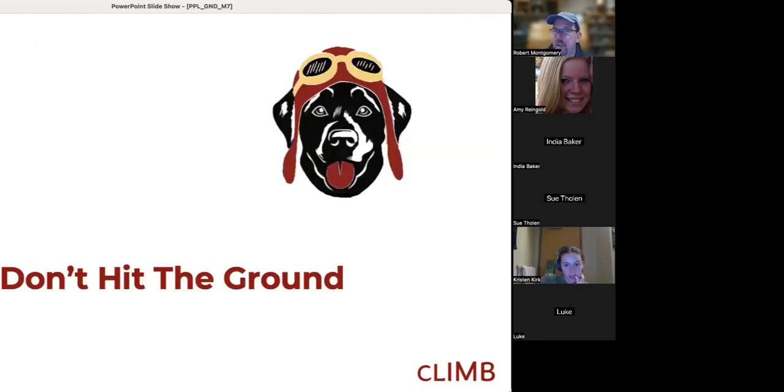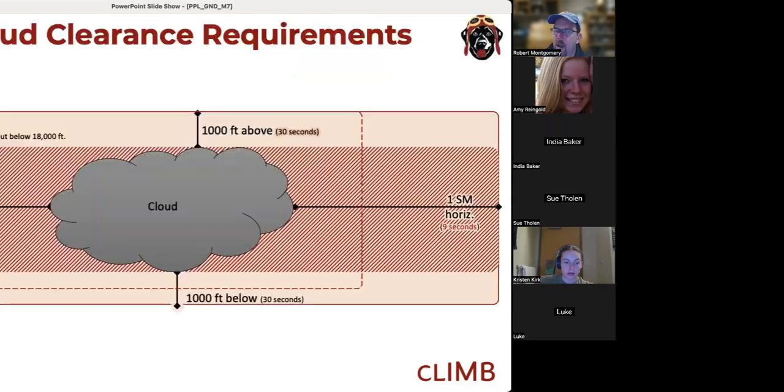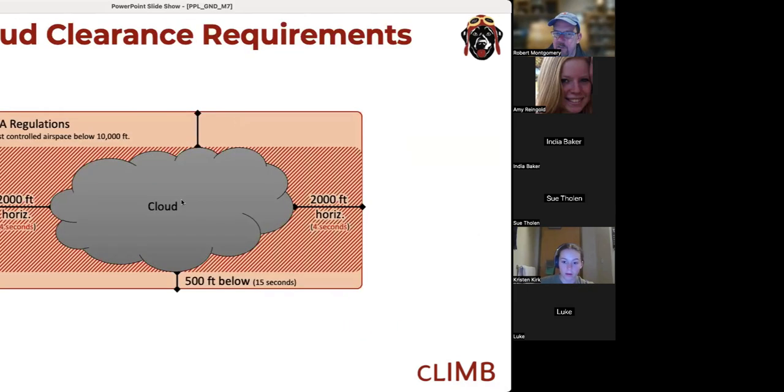So we figured this out, right? How do we not hit other people? We get radar services because it's better to have it than not have it. You do a proper scan and you stay away from the clouds, right? By the way, how can you tell that you're 1,000 feet below clouds or above clouds or 1 statute mile horizontally away from clouds? Or, if I come back over here, 2,000 feet or 500 below. I mean, how do we measure this?